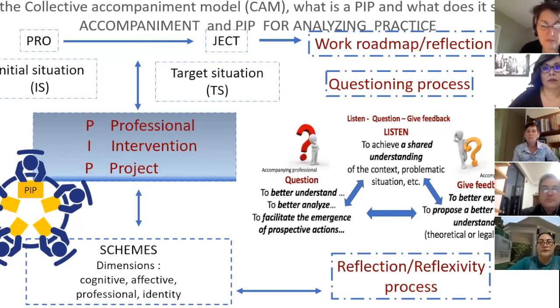Therefore, the PIP is used in a group dynamic. Each person sitting at a table has their own PIP and will explain what they're living in their classroom, for example, and we will be questioning that PIP to make sure that person can take the step back. Now, let's look at how we can question this PIP.